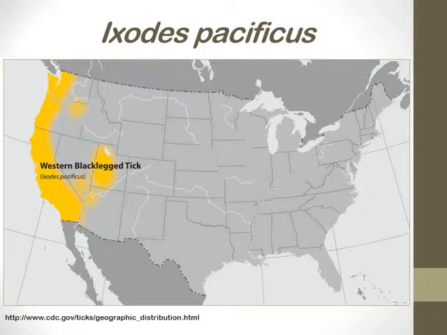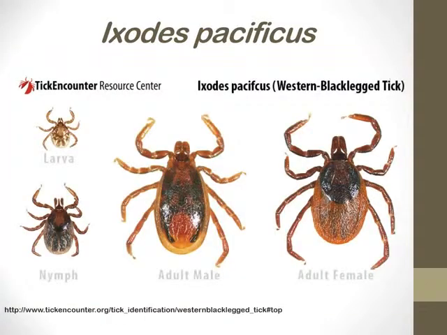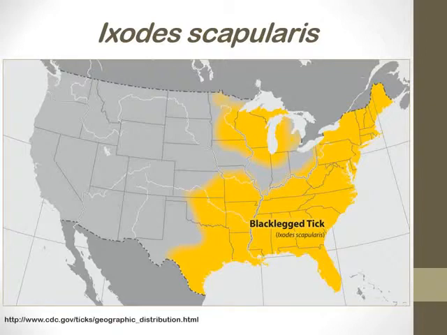Shown here is a CDC map of the distribution of Ixodes pacificus in the U.S. Based on CDC's surveillance, this tick species has made it as far east as Utah and Arizona. Shown here are 3 life stages of Ixodes pacificus, the larval, nymphal, and adult stages. The 2 life stages that are most associated with transmitting human diseases are the nymph and adult stages. Female ticks only transmit the disease.